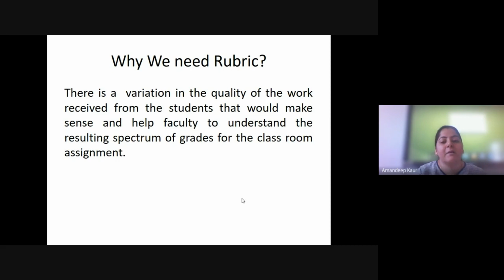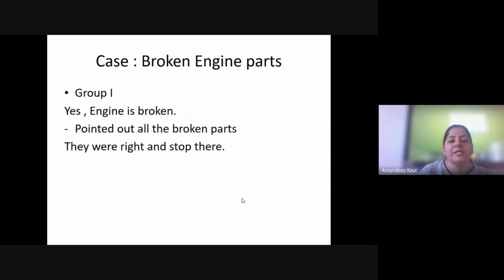A simple example we can take to answer this question is, say, for my mechanical engineering third semester students, when they enter the institute for a given semester, I simply assign them a simple activity: case study analysis, where the case is a broken engine part. During that case study analysis, since the strength is only 26 students in the department, we divided the class into three groups. One group of students, after completing the case study analysis, said yes, the engine is broken, and pointed out all the broken parts, and they were right, and stopped there.